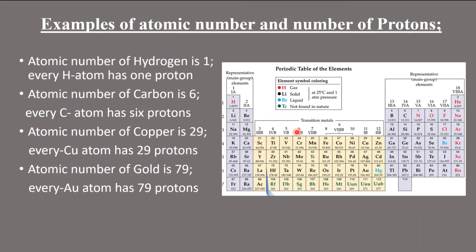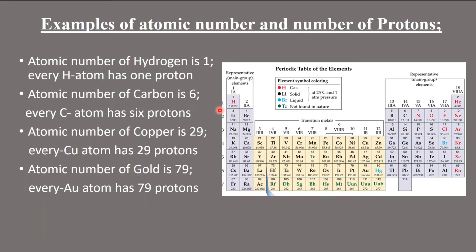Atomic number is so important that the periodic table of elements is arranged in the order of increasing atomic number. These whole numbers at the top of the element are the atomic number. So for hydrogen, the atomic number is 1. For helium, it is 2. For lithium, it is 3. And you can see the atomic numbers are increasing as you go left to right across this periodic table.